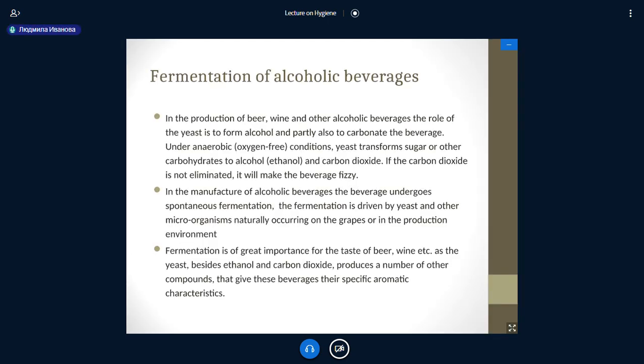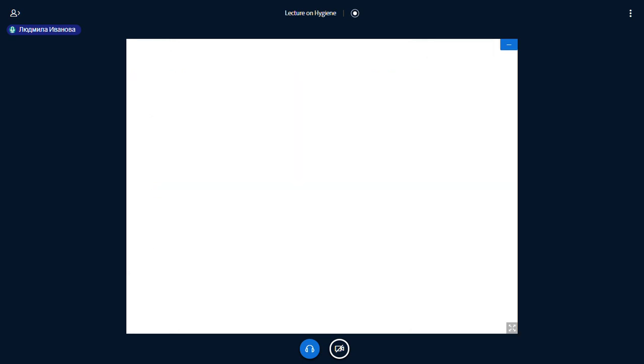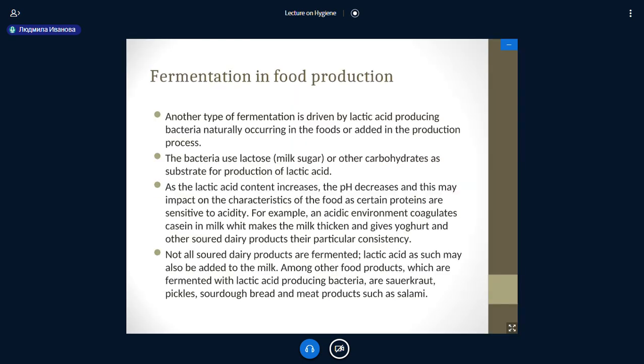Okay, and this is fermentation of alcoholic beverages also. It's natural, and fermentation is of great importance for the taste of beer and wine, as the yeast, besides ethanol and carbon dioxide, produce a number of other compounds that give these beverages their specific aromatic characteristics. This is another kind of food processing.